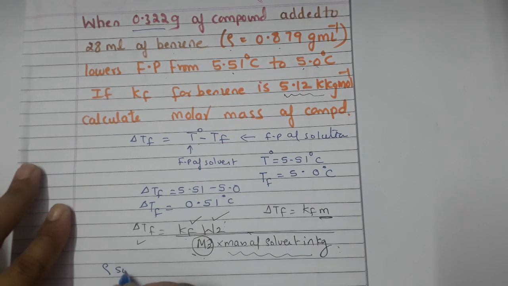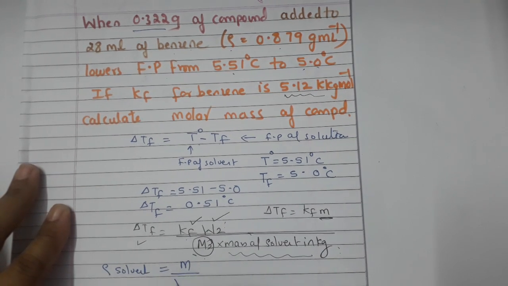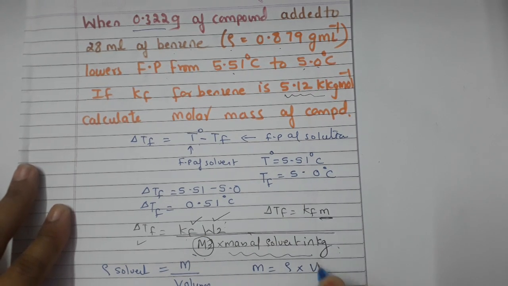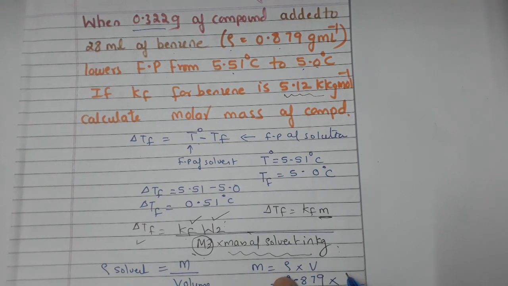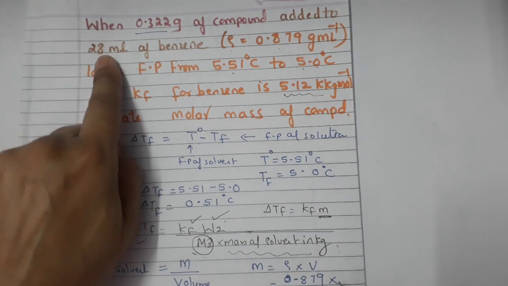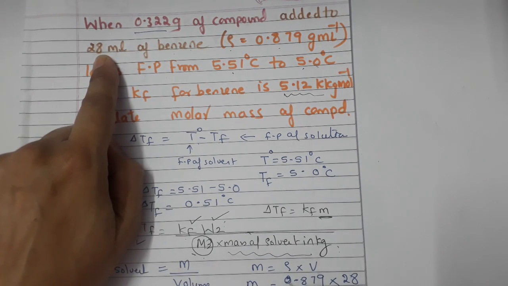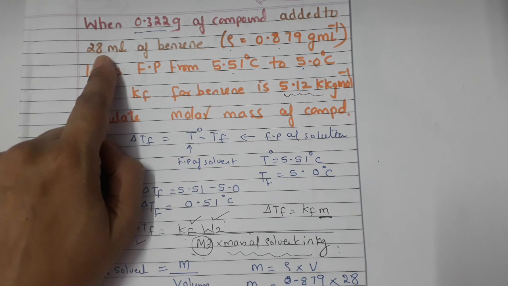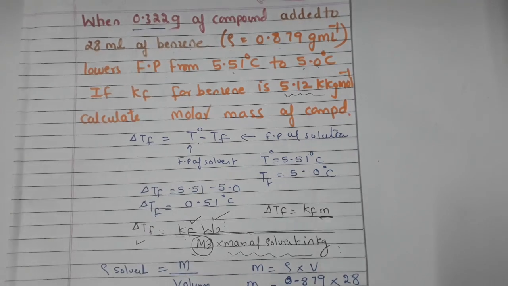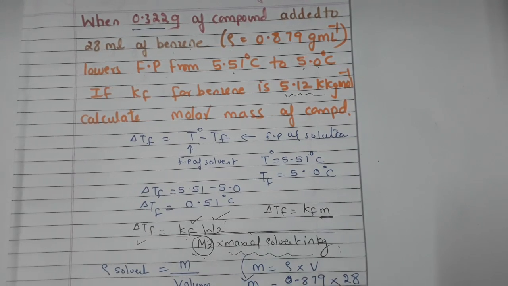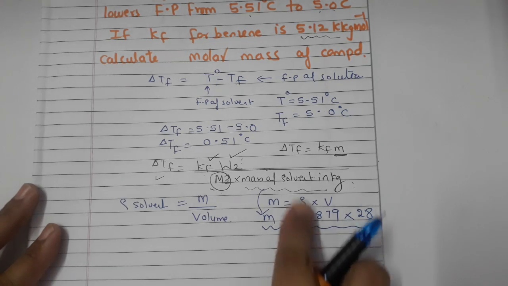So density of the solvent is equal to mass upon volume. So mass is equal to density into volume. Density is given, it is 0.879, and volume is 28. I'm so sorry, so much noise is there in the background, but I wanted to make this video so that you can see how to solve these numericals. So this is the mass of solvent in kg. This value I'll substitute over here.